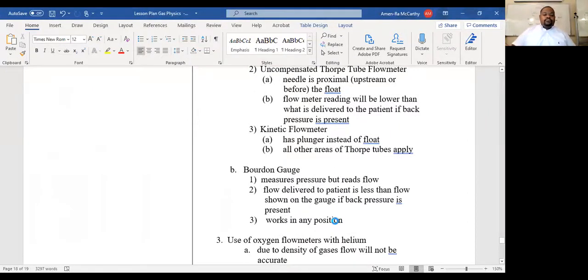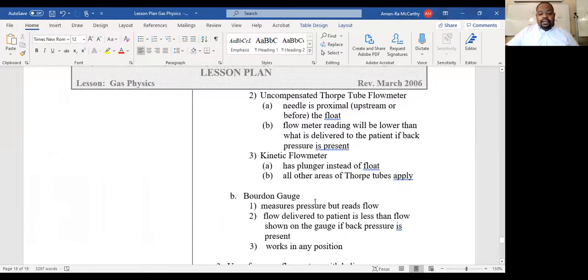All right, so in that uncompensated, we said the needle is proximal or upstream to the flow, and the flow meter reading will be lower than what is actually delivered to the patient in the presence of back pressure, okay? Won't be accurate.